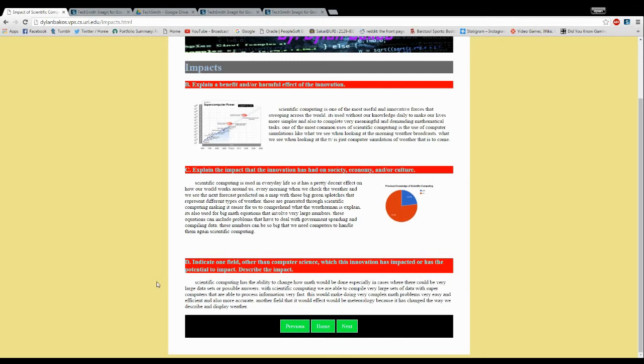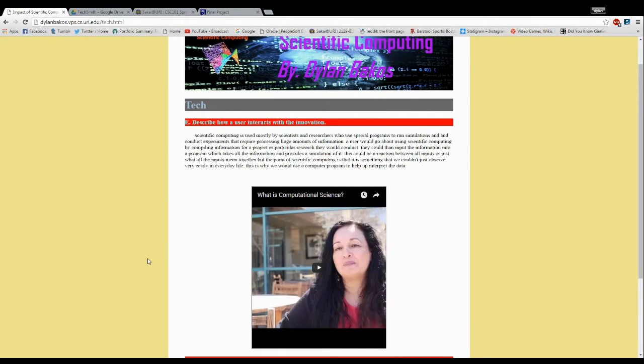That's the kind of stuff where you need scientific computing to be there to help out in those situations, and that's why I would choose the math field, because we would be able to solve very complex problems a lot more simply. And then on to the next page we go with these three buttons. All right, so as we move forward to the tech page, as you can see, there's a video on this one. We'll get to that.